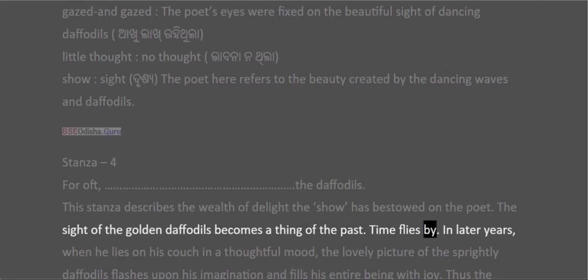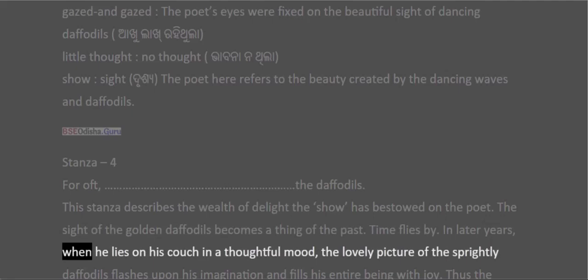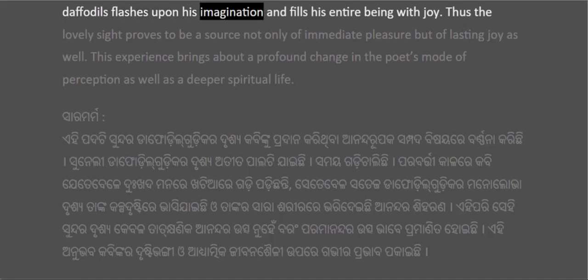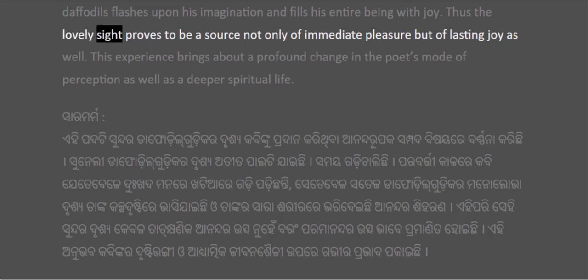Time flies by. In later years, when he lies on his couch in a thoughtful mood, the lovely picture of the sprightly daffodils flashes upon his imagination and fills his entire being with joy. Thus the lovely sight proves to be a source not only of immediate pleasure but of lasting joy as well.